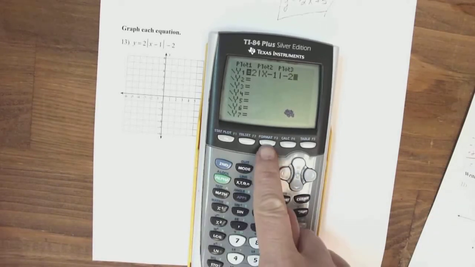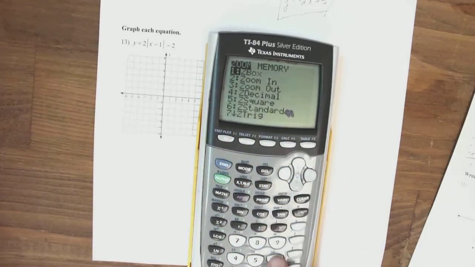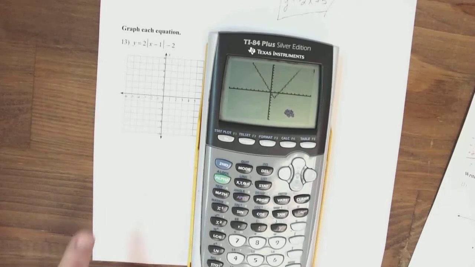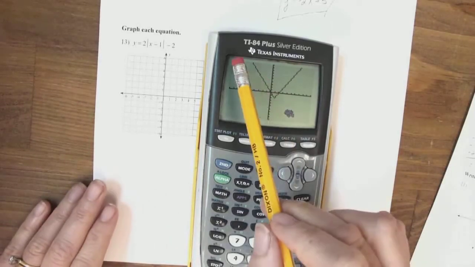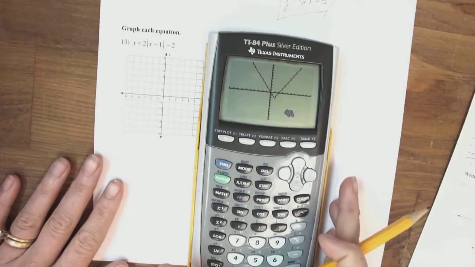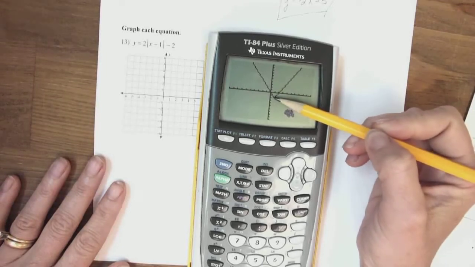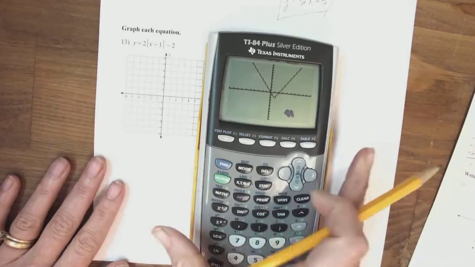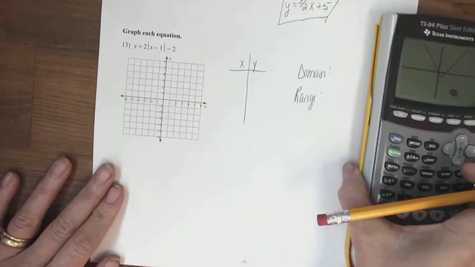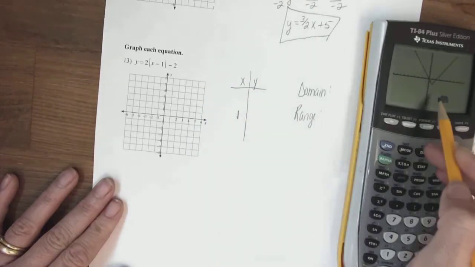If I haven't graphed for a while, I'm going to hit zoom and choose number 6 for standard, just to make sure my window's good. What you'll find is many times when you graph absolute values, well, if that's all there is in the equation, it will make some sort of V. So here is our V, and I like to graph it because then I get an idea of what x values might be good to put in. For example, the vertex, the point down here, is when x is 1. So if I'm going to make a table of values, I'm going to make sure I put 1 in, because that's where the vertex was.